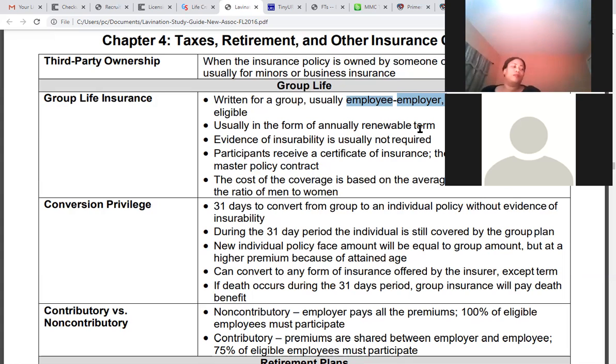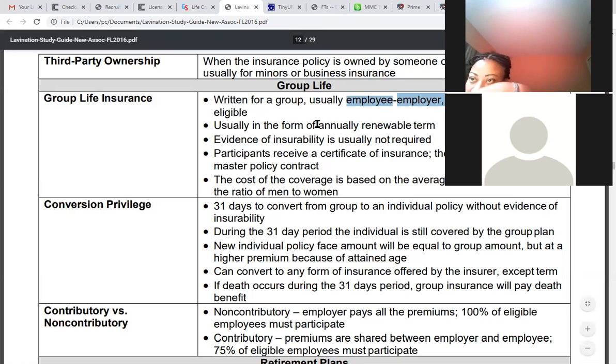Now the people in the group do not receive a policy. They receive what we call a certificate of insurance. You become a certificate holder instead of a policy owner. Usually it's in the form of an annual renewable term. So they use annually renewable term insurance, ART.